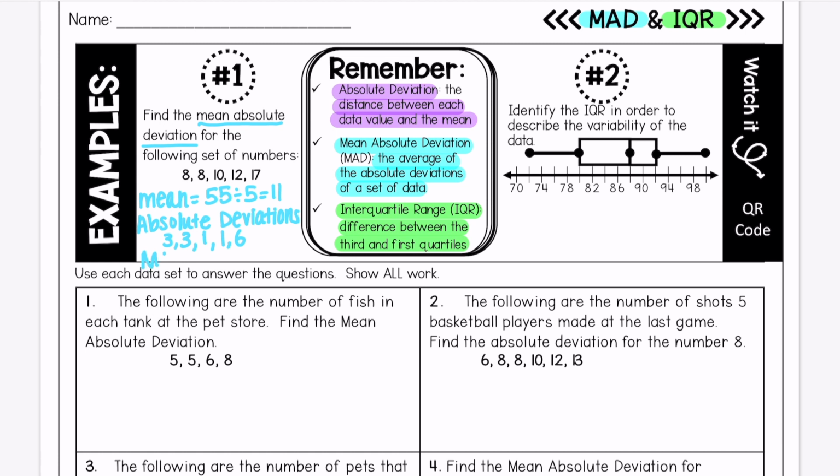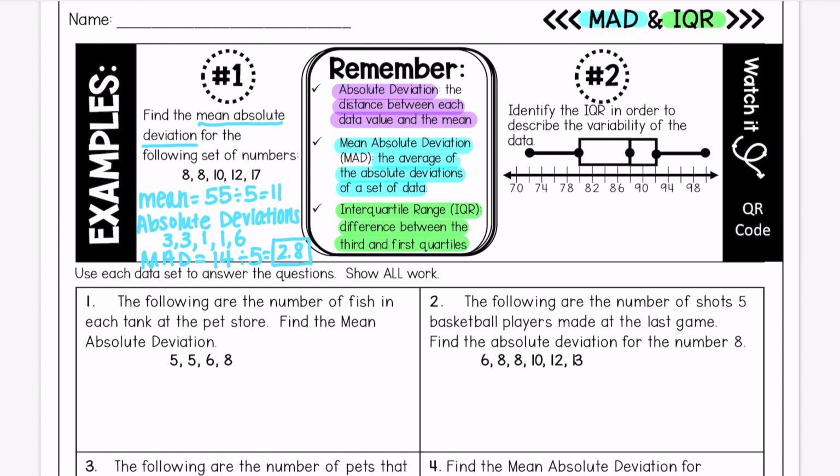Now to find the MAD, the mean absolute deviation, I'm going to find the average of those new numbers: the 3 plus the 3 plus the 1, 1, and the 6. When I add all that together, I get 14. And now I divide by 5 because there are 5 numbers. 14 divided by 5, I get a MAD of 2.8. Now the MAD tells me about how far each number is from my average of 11. So my average was 11, and the MAD is 2.8. That's saying that on average, not every single number, the data is about 2.8 from my average of 11.